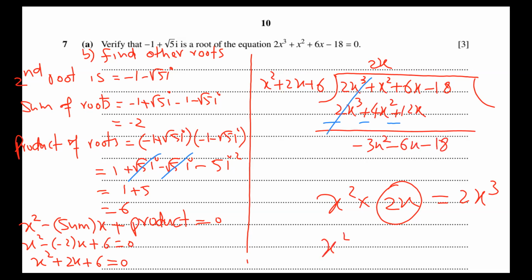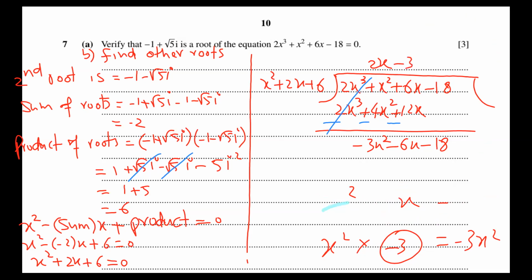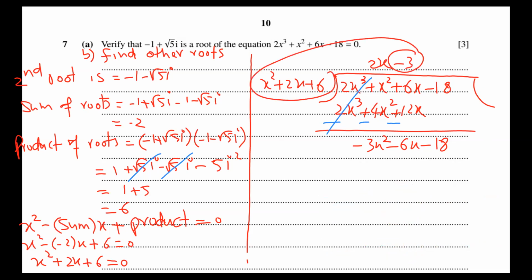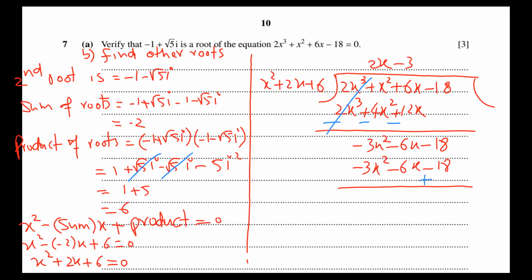Again, x square multiplied by what gives -3x square? Only -3, because x square already matches. So I copy this -3 on top. Now I multiply -3 with all the values, the signs change, and they cancel out, and I get a 0 answer.